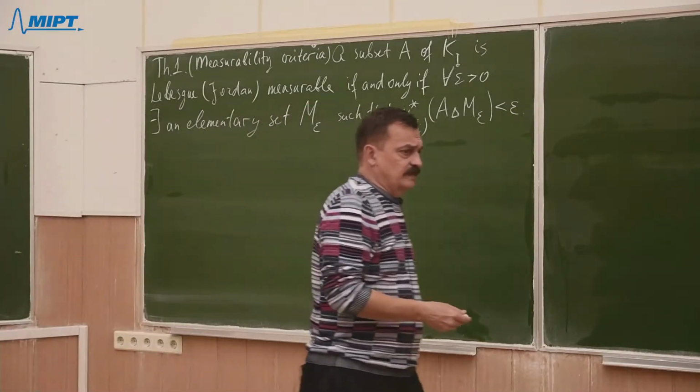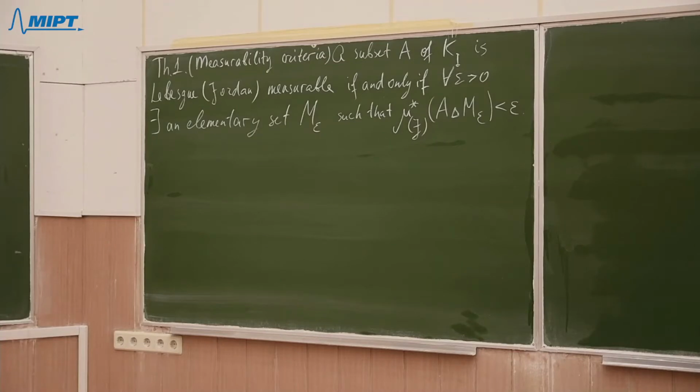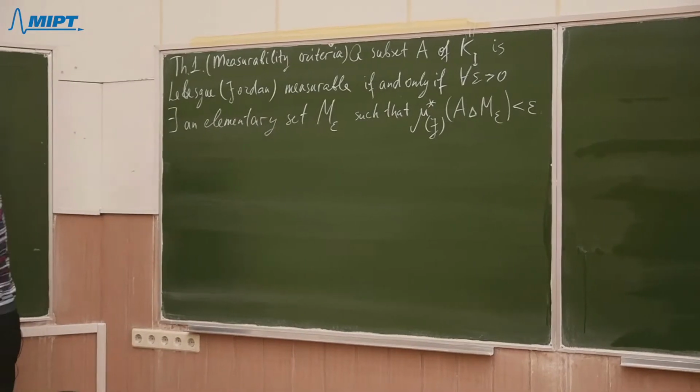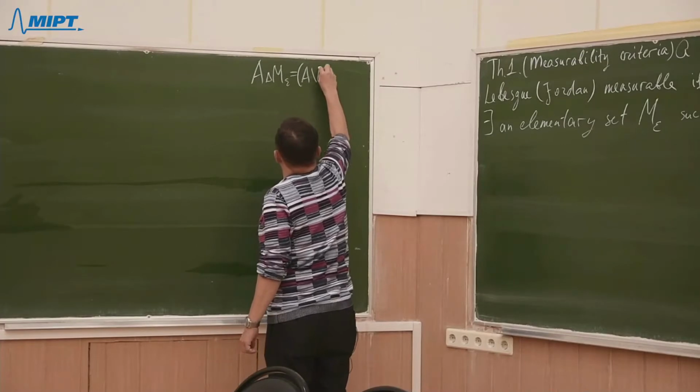Let me recall that symmetric difference is the union of two differences, A minus M epsilon and M epsilon minus A. So all together, the symmetric difference is the union of two differences.